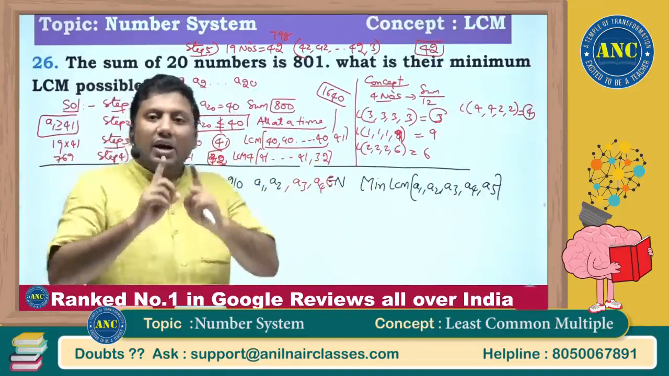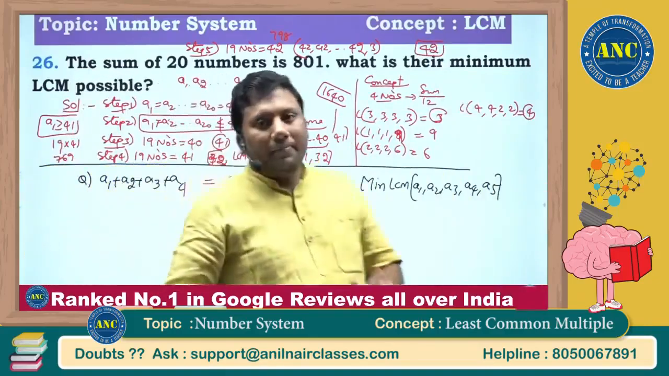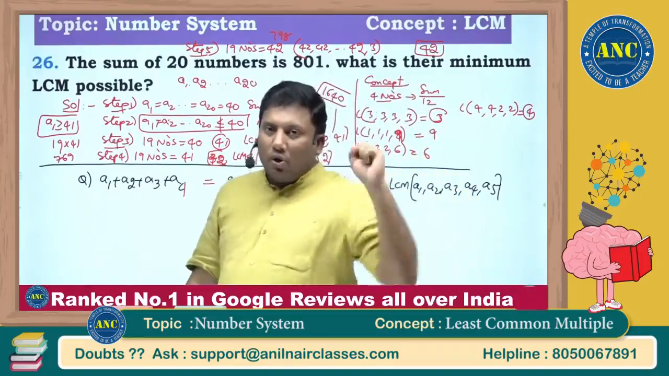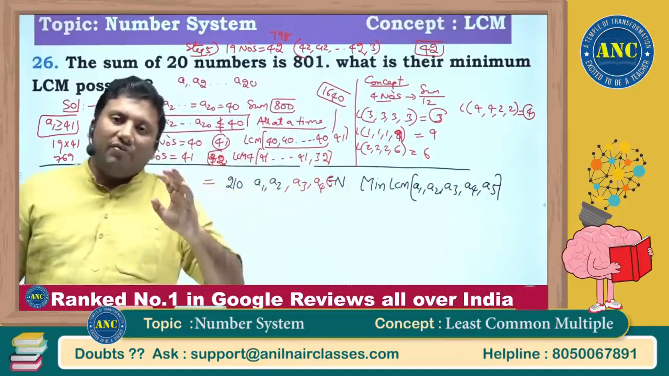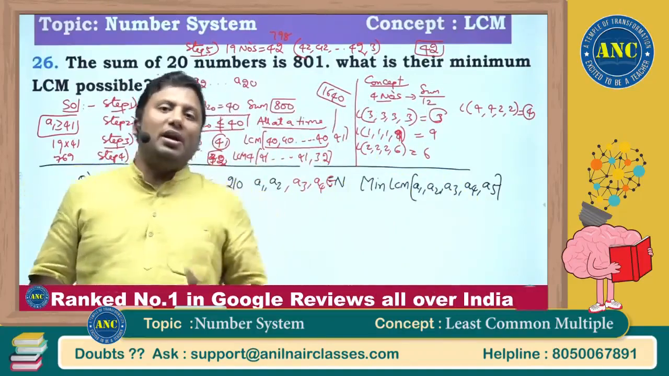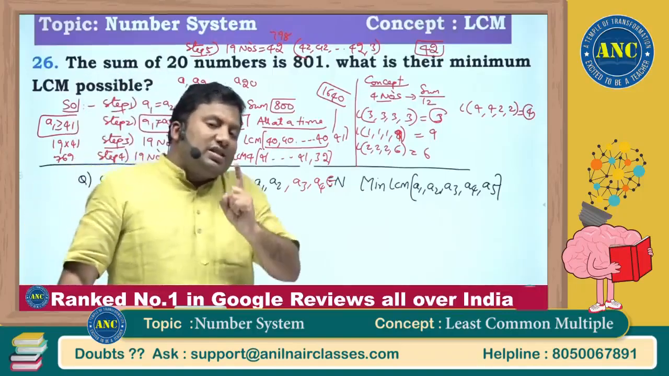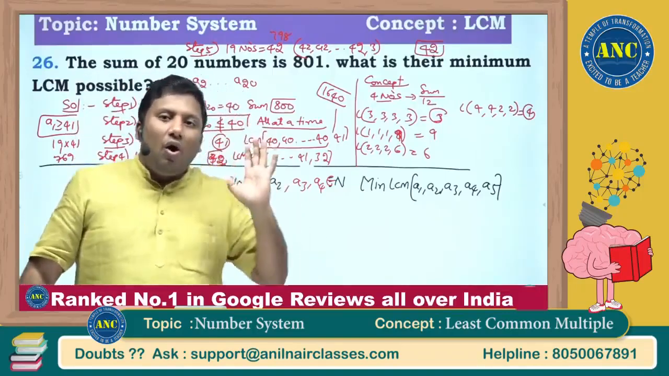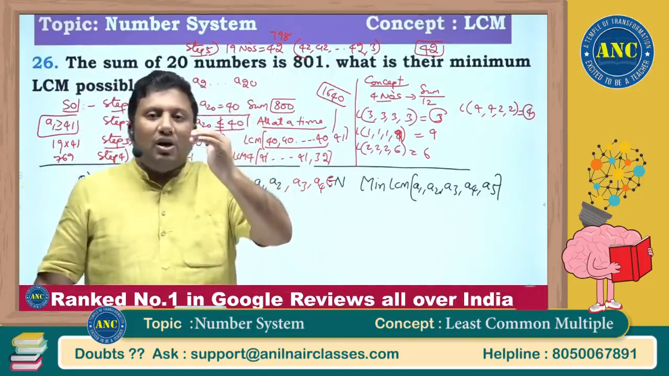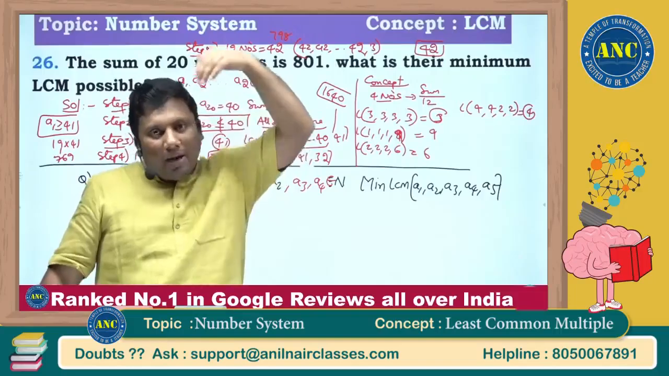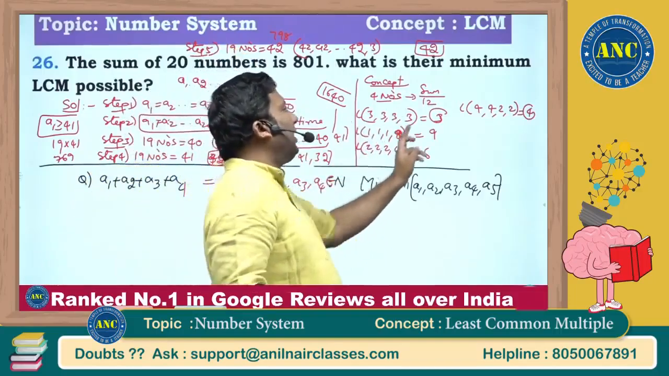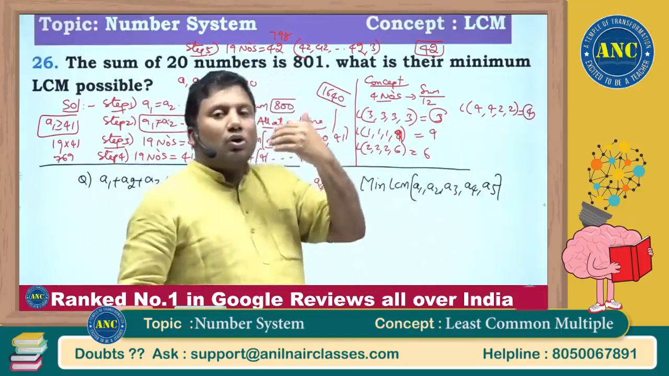Again, I am repeating it. Step by step, listen carefully. The question is, there are 20 numbers whose sum is 801, and I want the minimum LCM possible. The minimum LCM is possible when all the numbers are equal in the best case. If all the numbers are not equal, make k minus 1 numbers equal. If that is not possible, try to make k minus 2 equal, then go to 2 equal.